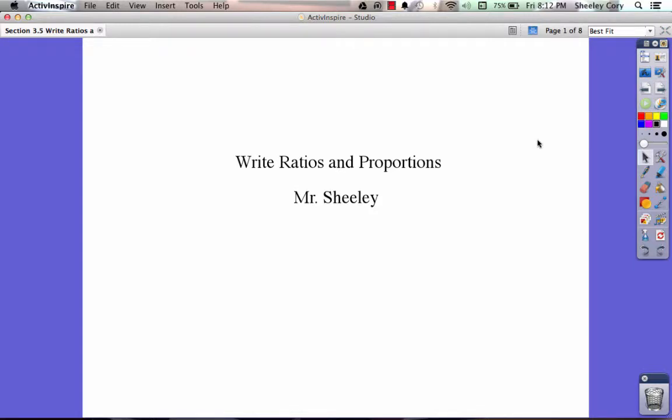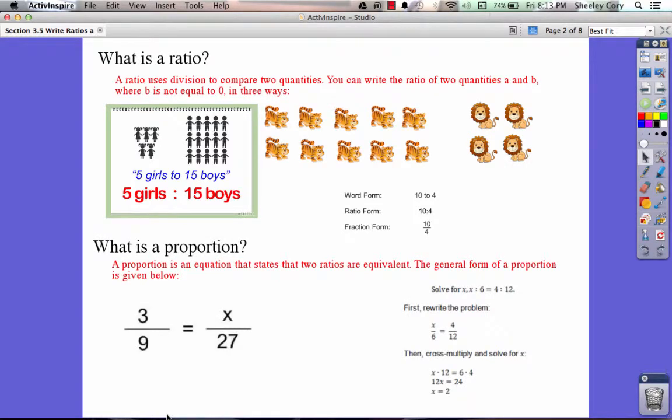Today's topic, we're going to talk about writing and solving ratios and proportions. So you might ask yourself, what is a ratio? A ratio is where we use division to compare two quantities, and you can write the ratio in three different ways. The three ways you can write a ratio are in word form, like 10 to 4, ratio form, 10 to 4, or fraction form, 10 over 4, where the fraction form shows the division.